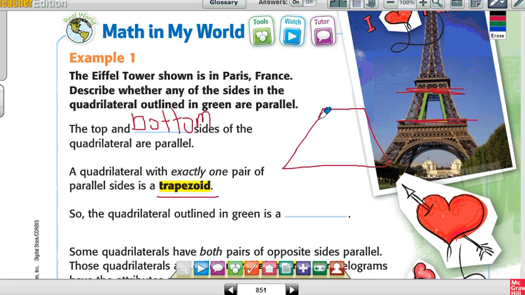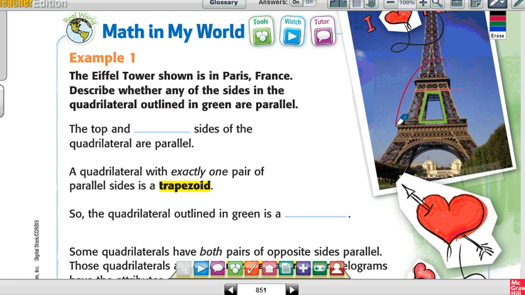No, it's not. So the quadrilateral outlined in green is a, so what shape is this? It only has one pair of parallel lines. What is it? Trapezoid, yeah. Trapezoid, just like that.